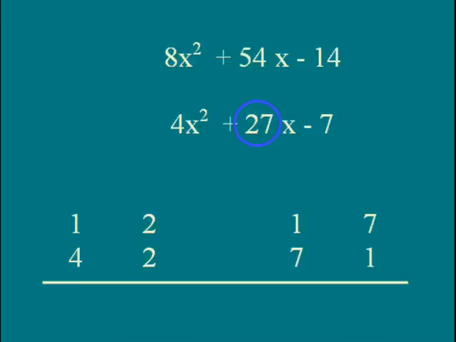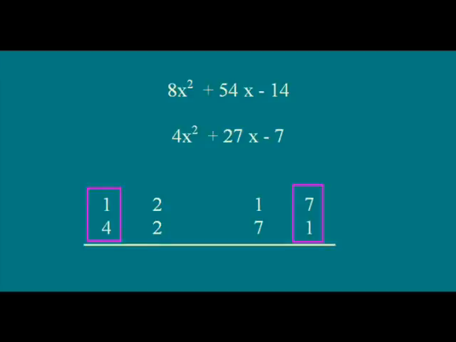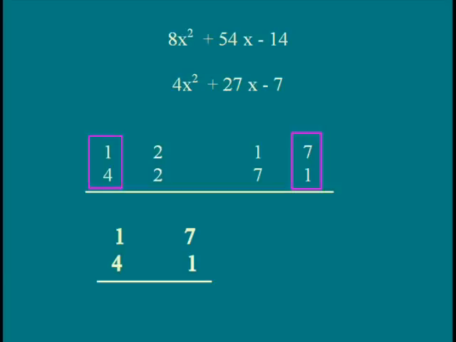You see, I'm just checking different combos, and I think I see it. Do you? Yes, it's those two columns, 1 and 4, 7 and 1. So let's separate those into a different table. 1 and 4, 7 and 1. Cross multiply. 1 times 1, you get 1. 4 times 7 is 28. Perfect.